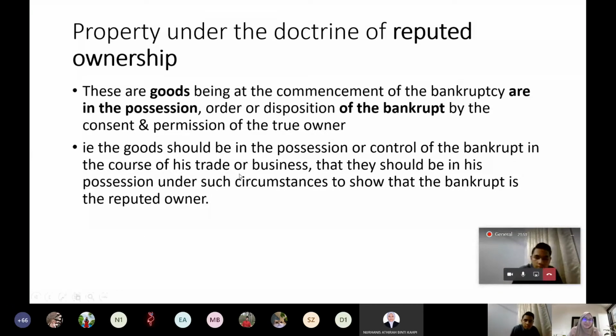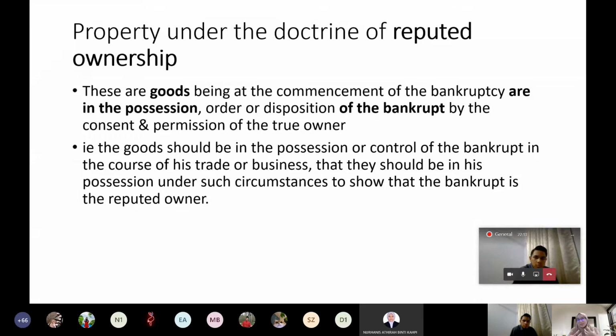In the course of his trade or business, that they should be in his possession under such circumstances to show that the bankrupt is the reputed owner. Yeah? So any goods which are in the possession of the bankrupt is deemed as belonging to the person. Yeah? That is the bankrupt. Yeah? Walaupun barang tu bukan dia punya.